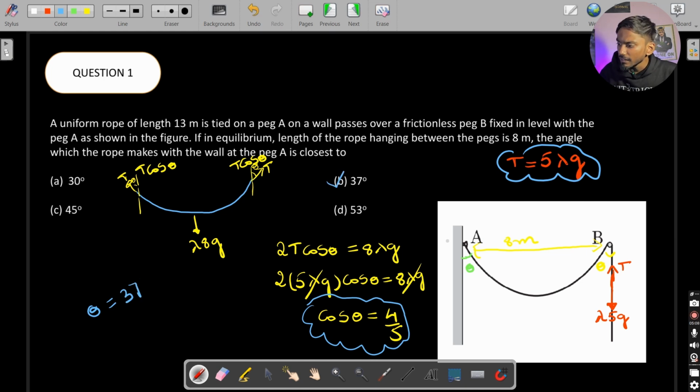Now you may ask me why this is theta. Just extend this and then draw a line over here. If this particular portion is theta, I'll draw a line over this particular part. If this is theta, of course this turns out to be theta by vertically opposite angle, right? So theta is equal to 37 degrees is the final answer. So this is our first question. Let's see the second question.